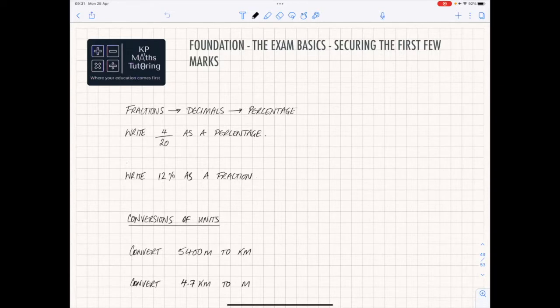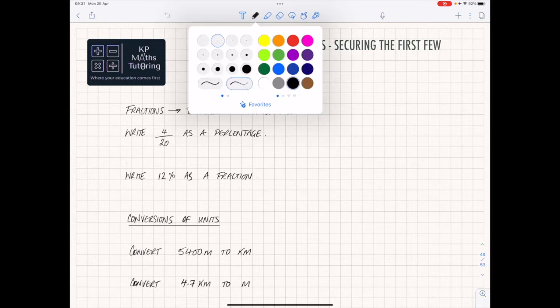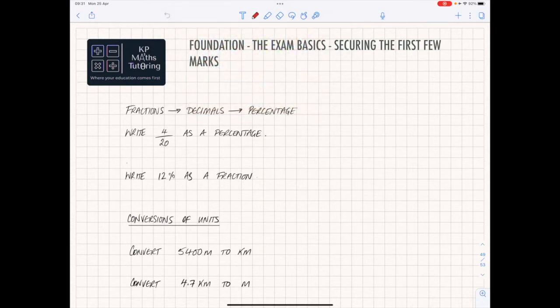So in this one, all we're going to do is go through some of the basics that you need to know for your foundation exam. So this is purely for foundation pupils. We're just going to go through all the basics that you need to know to make sure you really smash those first few marks in an exam paper. There's quite a lot of things to go through, so let's jump straight in.